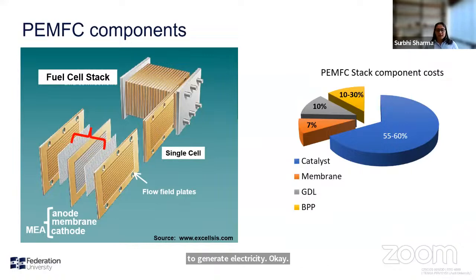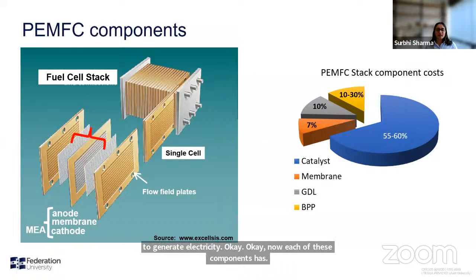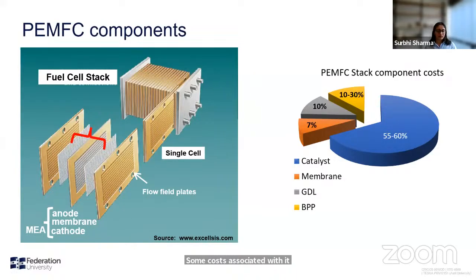Now, each of these components has some cost associated with it, and there is a whole range of cost variations that have been studied. The catalyst, which primarily consists of platinum-based or PGM-based catalysts, has traditionally been, for as long as fuel cell systems have been under research, the most expensive component of the system.